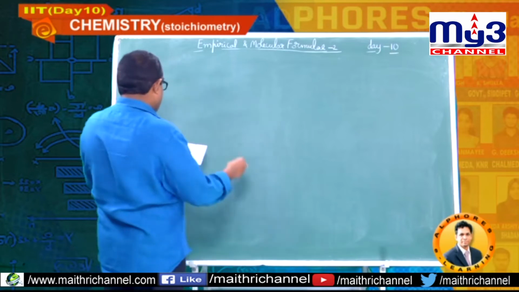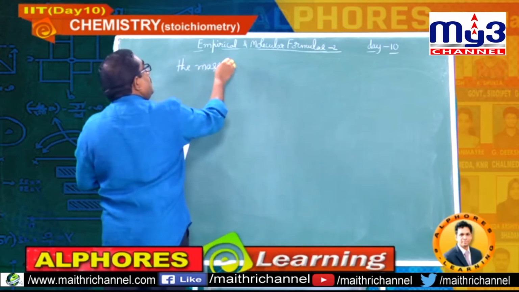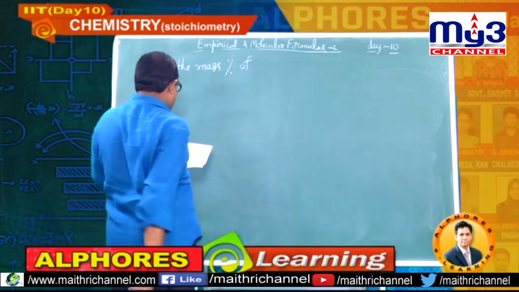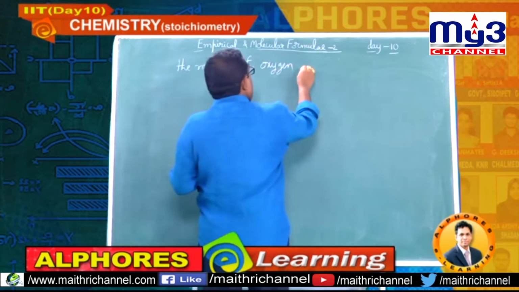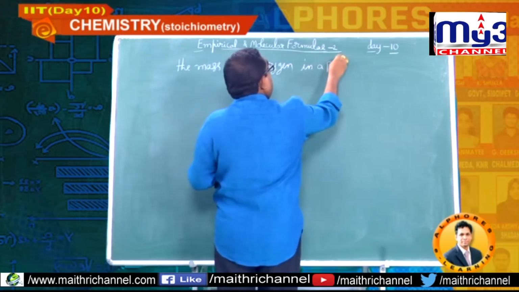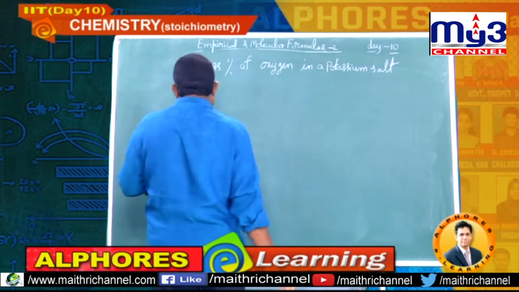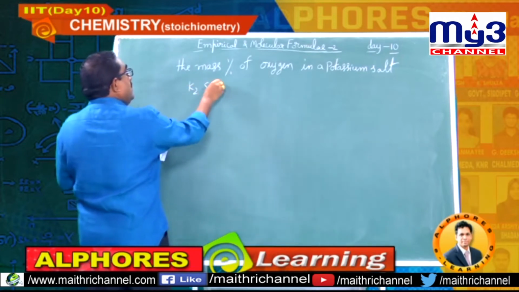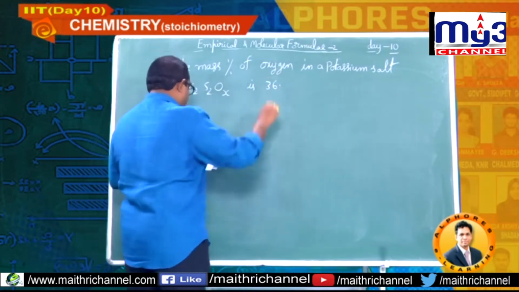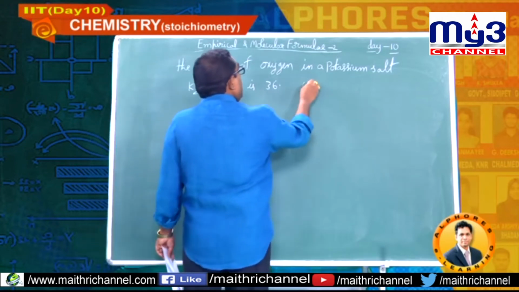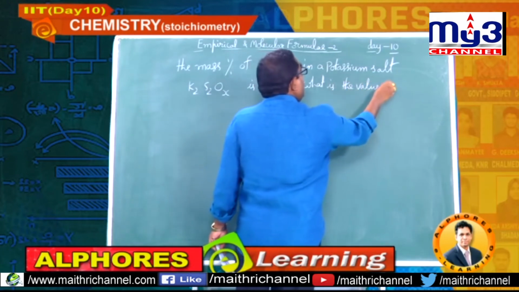Okay, please write down. The mass percent of oxygen in a potassium salt, formula also given, K2S2OX, is 36. What is the value of X?